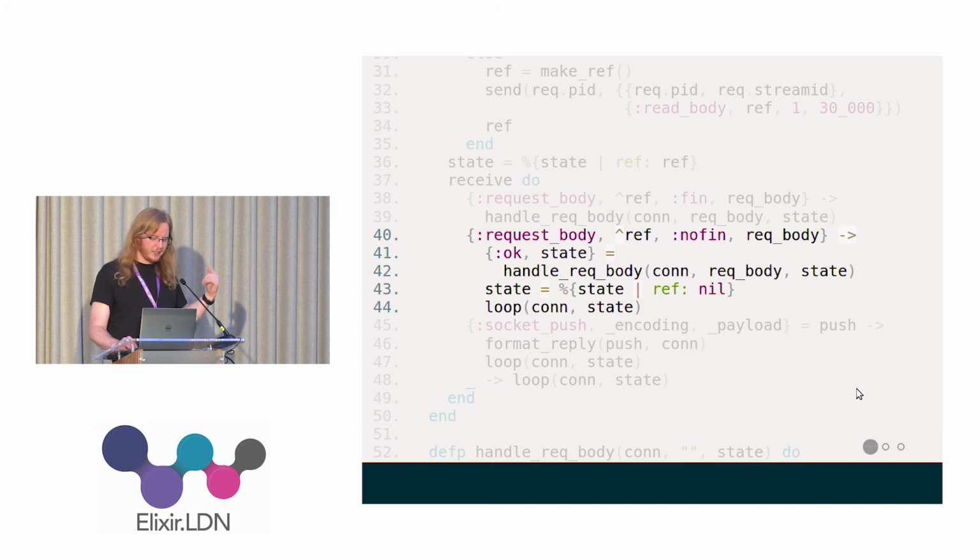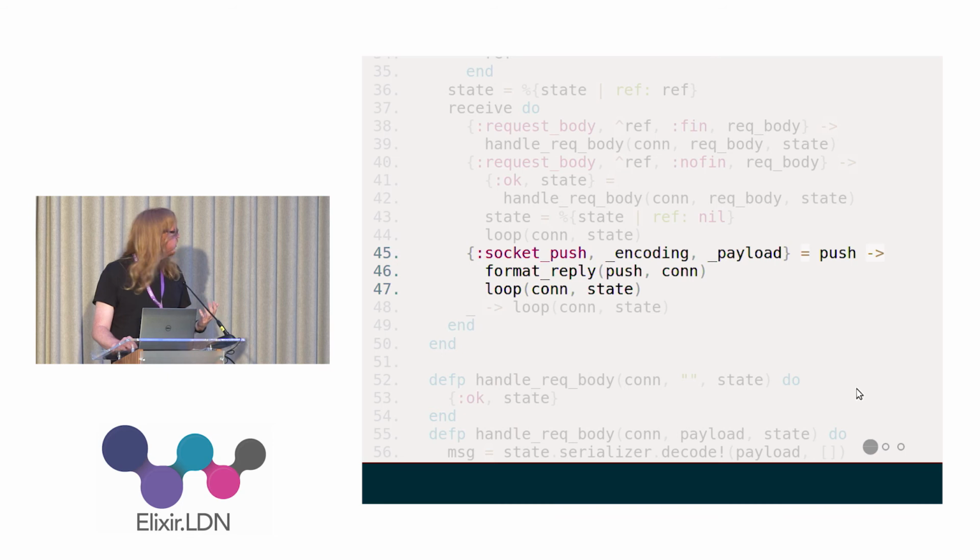The other message that you can receive is a socket push, and this comes from Phoenix, and this is how Phoenix sends data from the server to the client. If that happens, then we'll want to format the reply in a way that the channel specification accepts, and then continue looping, and for everything else, we just loop.